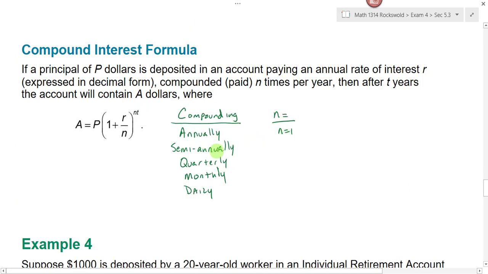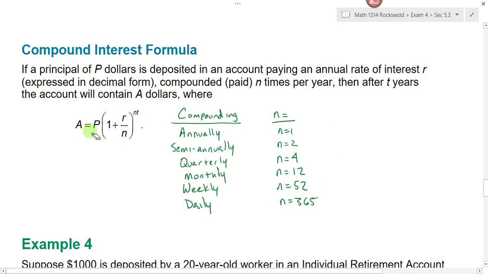If we're compounding semi-annually, that means you're getting paid interest twice a year, and N would be equal to 2. If you're compounding quarterly, there's 4 quarters in a year, so N would be equal to 4. Monthly, N would be equal to 12 because there's 12 months in a year. Weekly, N would be equal to 52. And daily, N would be equal to 365 because there's 365 days in a year. This you need to know in order to use this formula.